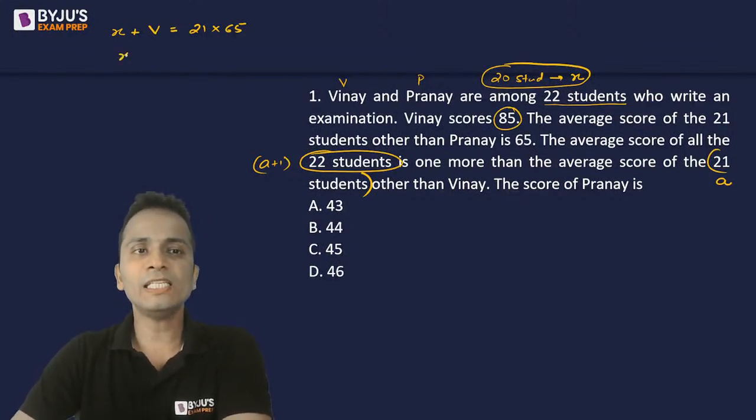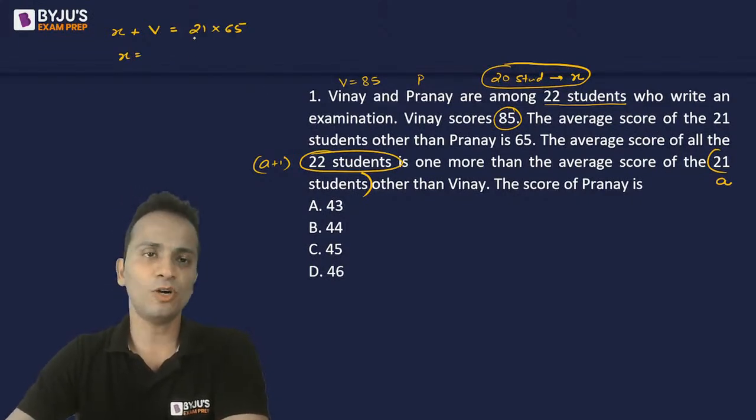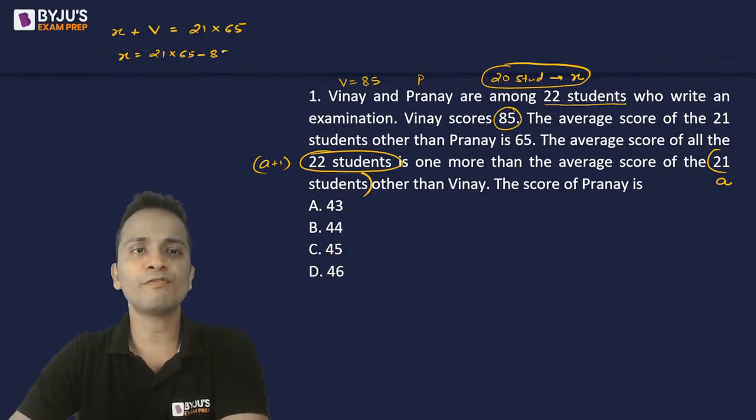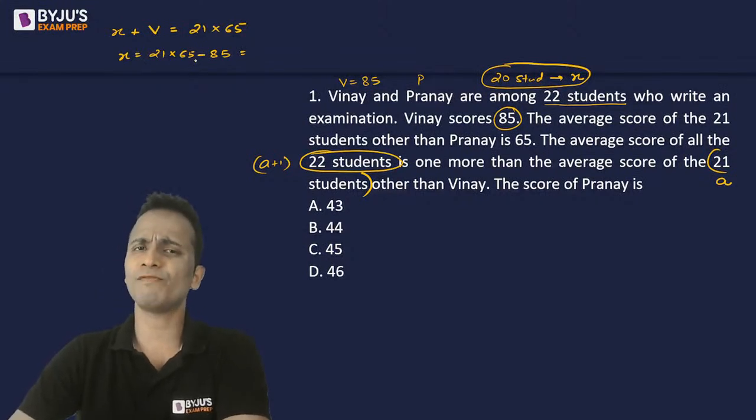So I can easily get the value of X because I know the value of V. The score of Vinay is given as 85. All right. So 21 into 65 minus 85 will be the value of X. So in the first step, I have already got the value of X.